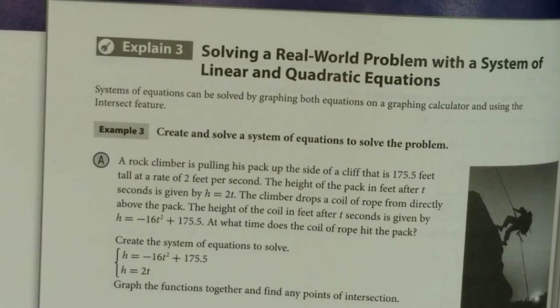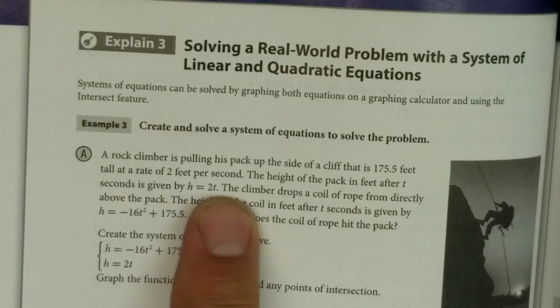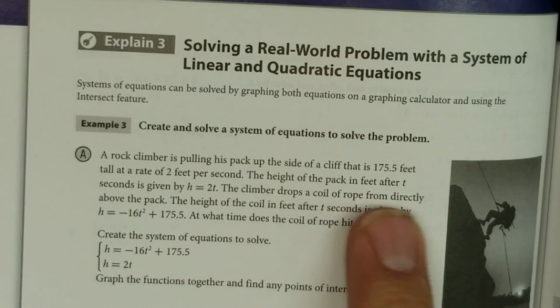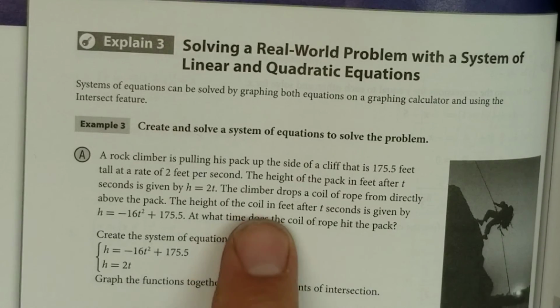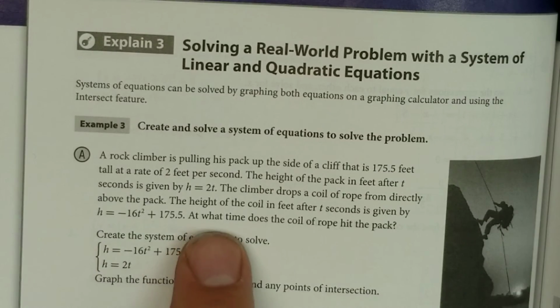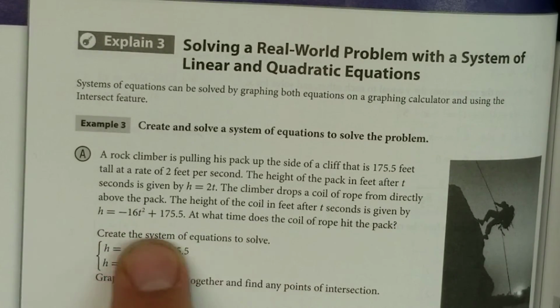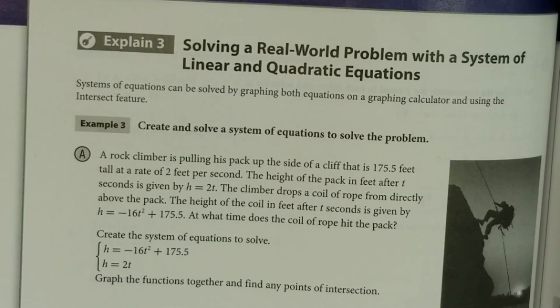All right, now this example is in your book. We're in 9.5, and look here, it's a rock climber, right? He's got his pack, 175 feet tall. He's pulling it up at 2 feet per second. He's pulling a pack up the rock. The climber drops a coil of rope from above the pack, and the height of the coil is this. At what time does the coil of rope hit the pack? So you have a pack going up and some rope going down.